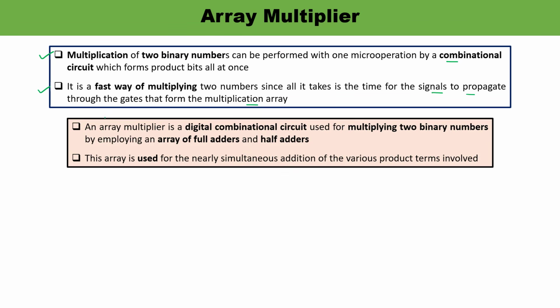You can define an array multiplier as a digital combinational circuit which is used to multiply two binary numbers by employing an array of full adders and half adders. You must have studied half adders and full adders. Whenever you need to add two digits, you can use a half adder, and when there is a requirement to add three digits, you use full adders. The array multiplier is mainly used for simultaneous, frequent additions of the various product terms involved.